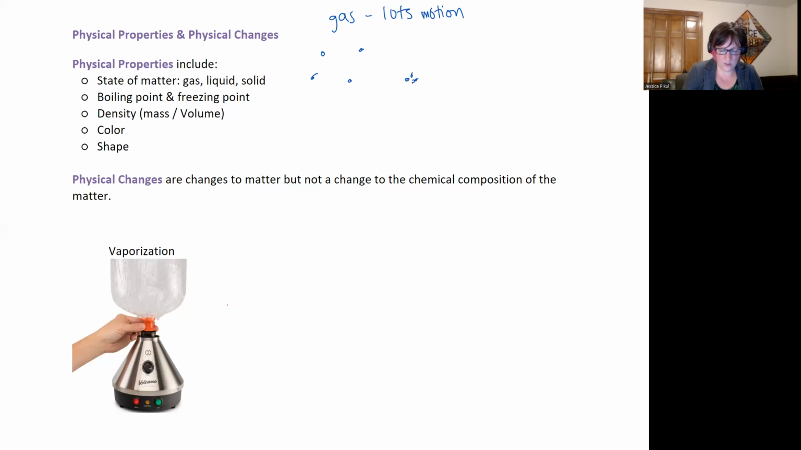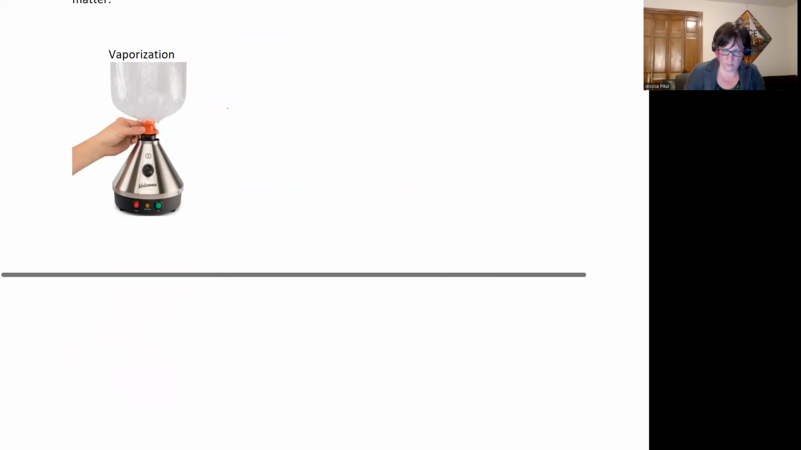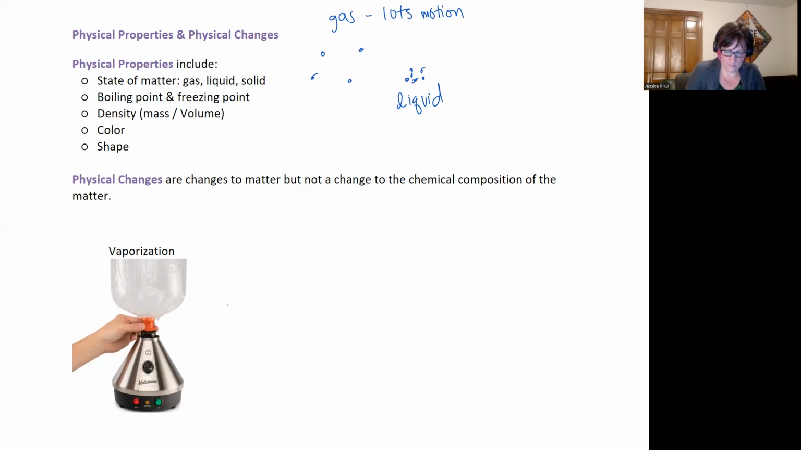Liquid, the particles are going to be closer to one another. They're going to be tumbling all over each other. And so they're going to have a little bit of motion. So less motion. And then a solid is going to have the particles not moving very much. And they're going to be in a highly ordered pattern typically relative to one another. And they're just going to stay in place. And their motion's just going to be kind of vibrating.